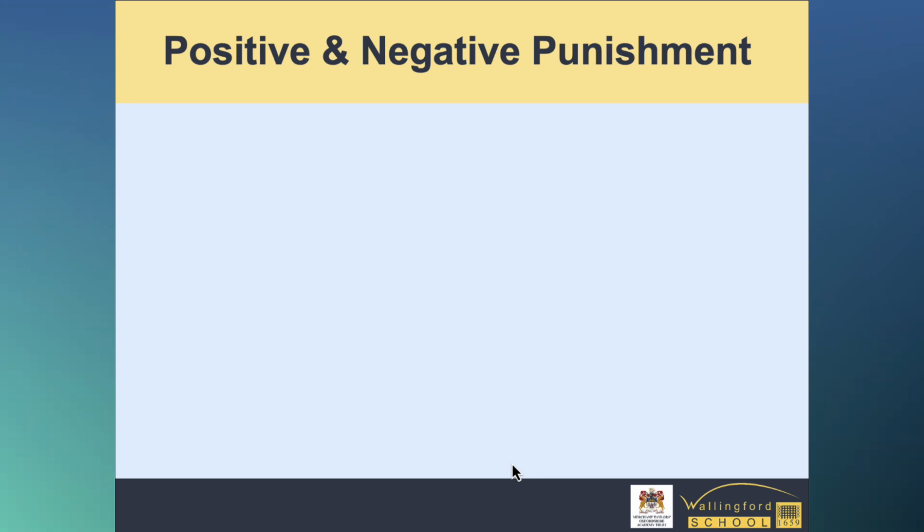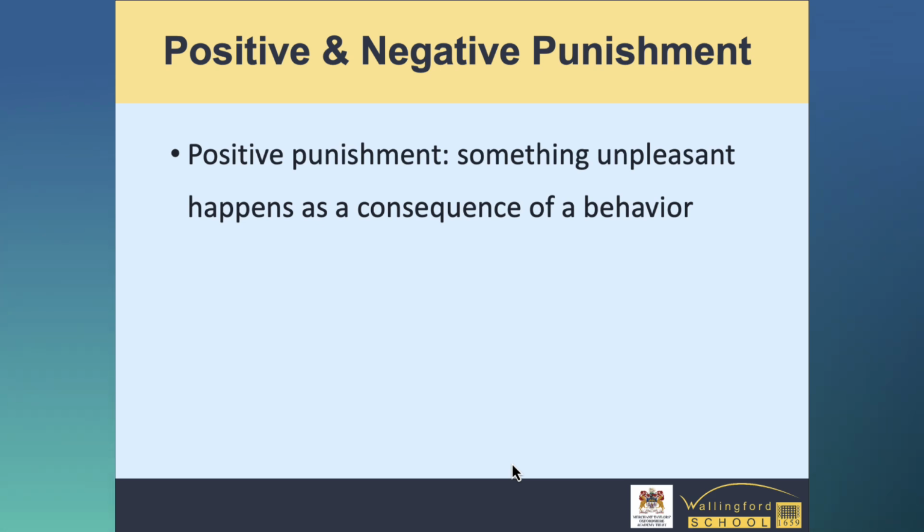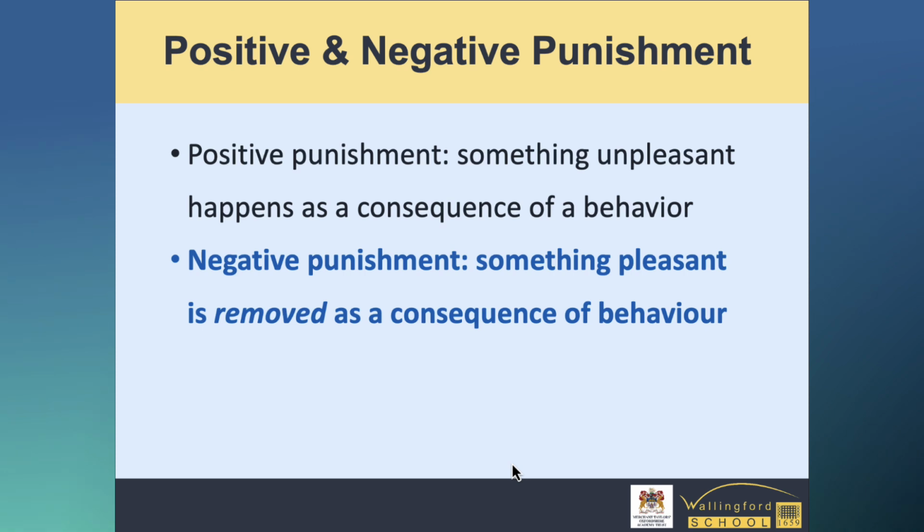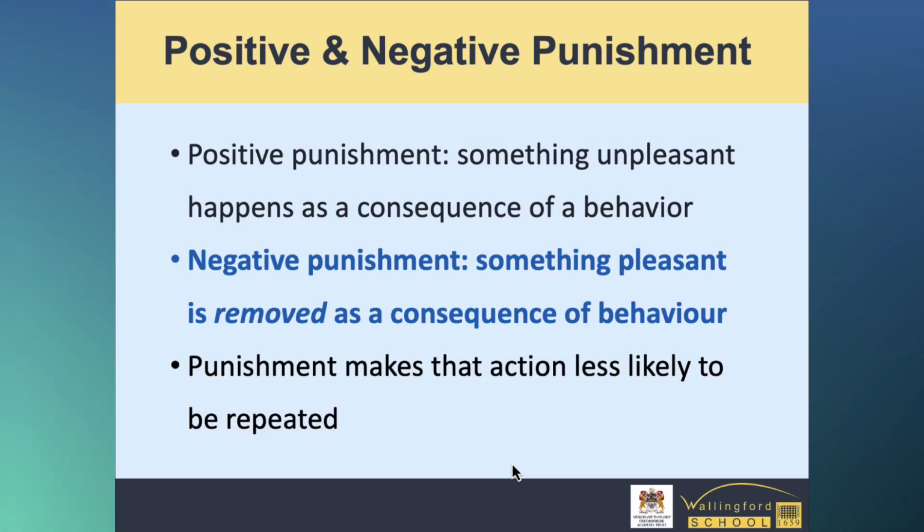We can also think of positive and negative punishment. So positive punishment is something unpleasant that happens as a consequence of a behaviour. Negative punishment is something pleasant that's removed as a consequence of a behaviour. So a positive punishment might be that a child is put in a detention. A negative punishment might be that a child is stopped from having an ice cream or a reward because they've done something they shouldn't have done. Punishment makes that action less likely to be repeated.